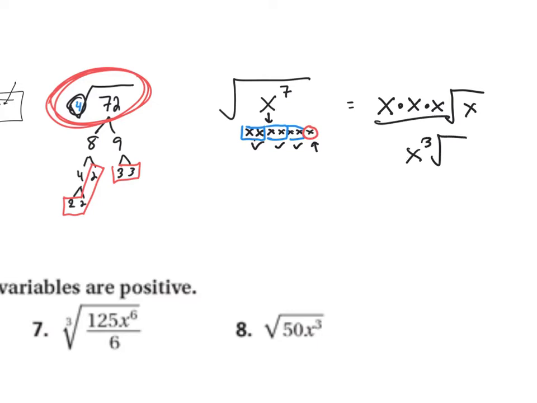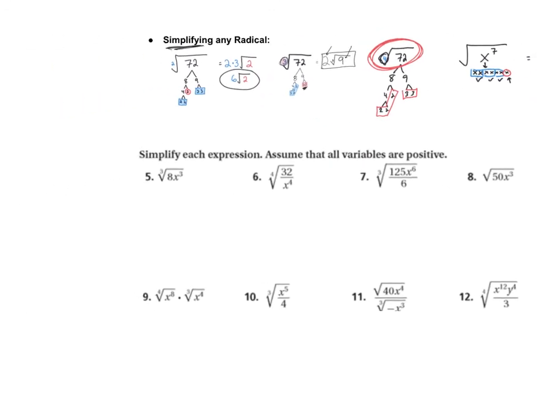x cubed root x. So we treat it the exact same way. If it was cube root, we'd be looking for 3 x's. If it was fourth root, we'd be looking for 4 x's, and so on and so forth. Right, so that's what that looks like right there. All right, let's get to it. Let's do some of these.